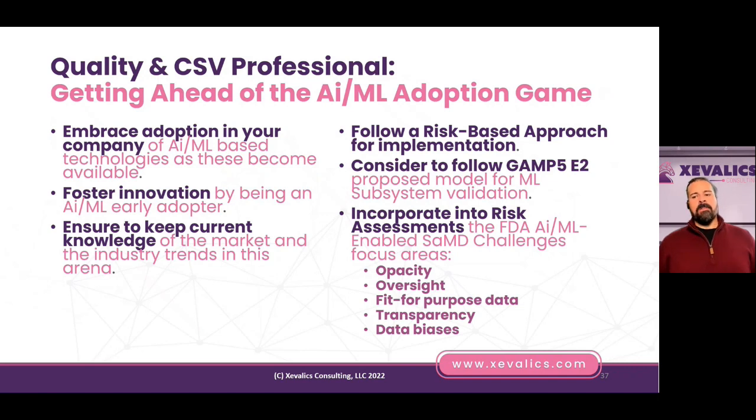Consider following GAMP 5, second edition's proposed model for machine learning subsystem validation. And finally, incorporate into risk assessment the FDA AI machine learning enabled software as a medical device challenges as focus areas. So you can perform an assessment for criteria: level of opacity, black box AI of your algorithm or model, oversight, fit for purpose data, transparency, and data biases.